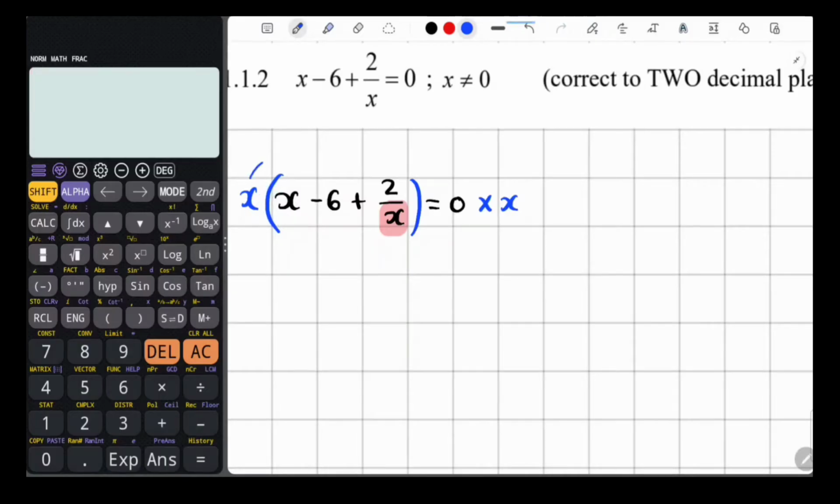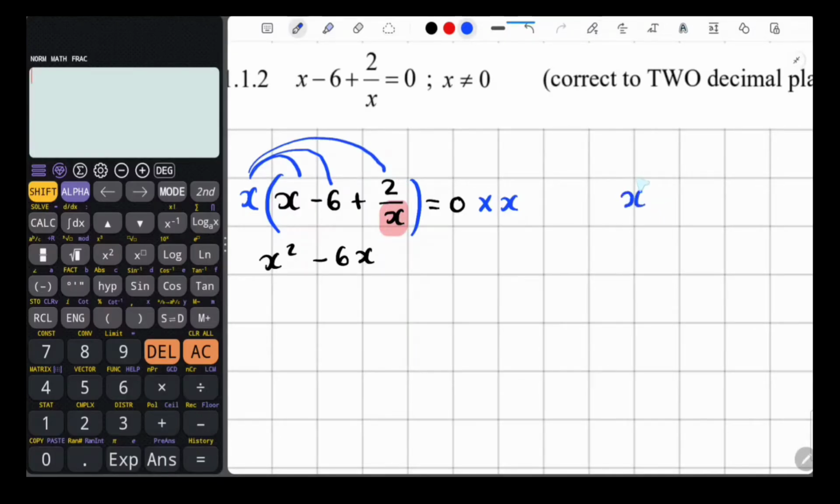One term here being multiplied by 3 terms, so it's going to FOIL in. x times x, that's going to give you an x squared. And then we have the x times the negative 6, which is a negative 6x. And then, of course, we have the x times this, okay, 2 over x. And so this is what happens.